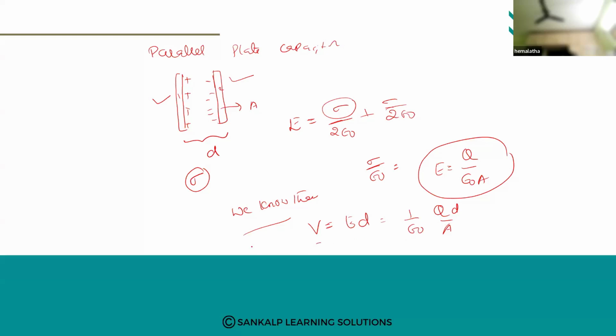That is V, but we know that C is equal to Q by V. Q is nothing but charge, correct? Charge gets cancelled here. See what we want: we want the capacitance of a capacitor between the plates.